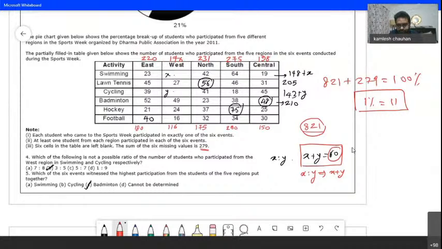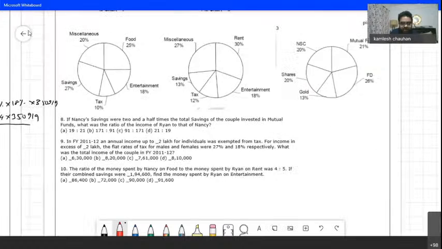Got it now? Shivam? Okay. Okay. Now let's solve this one, everyone.